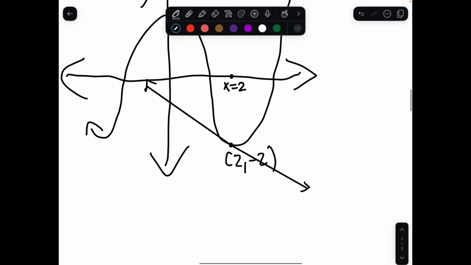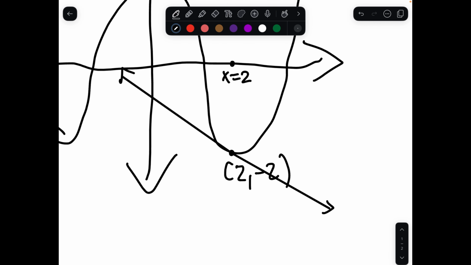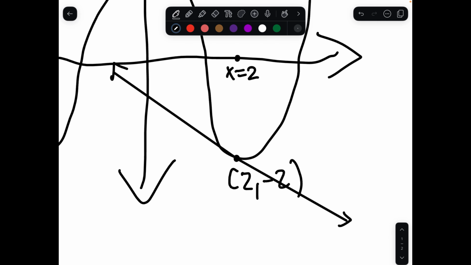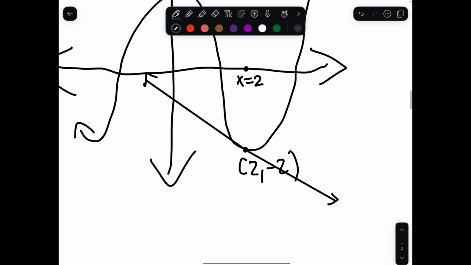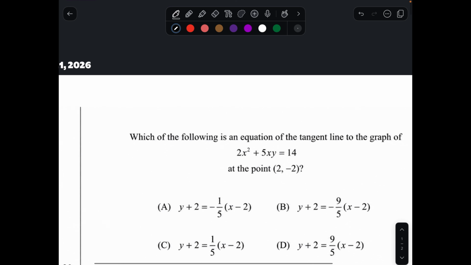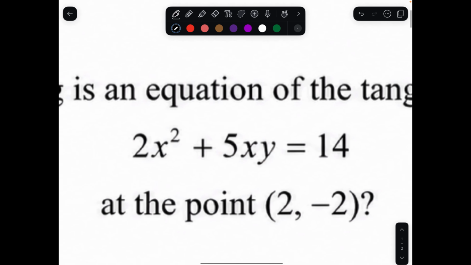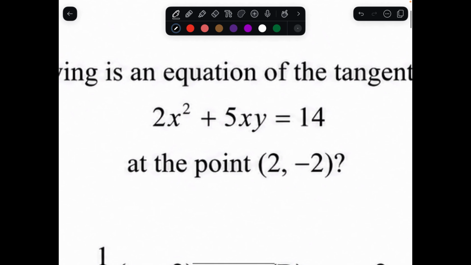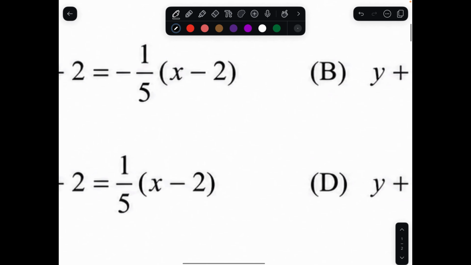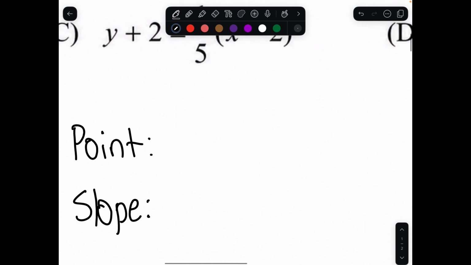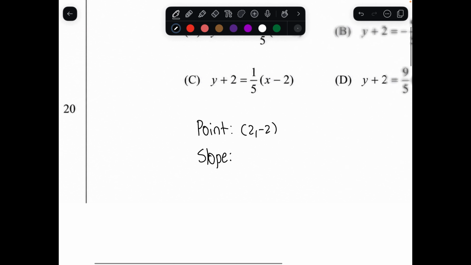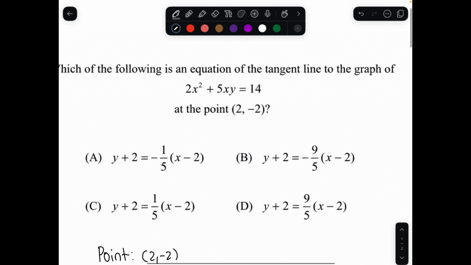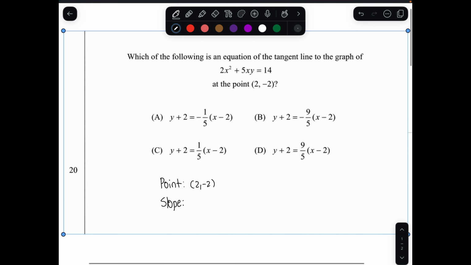And to find the slope of the tangent line, so you're trying to find the slope at x equals 2, that just signals to you that you need to take the derivative of this equation and plug in 2 for x in order to find the slope of the tangent line at (2, -2). So we already know the point, (2, -2). We want to figure out what the slope is. So let's take the derivative.